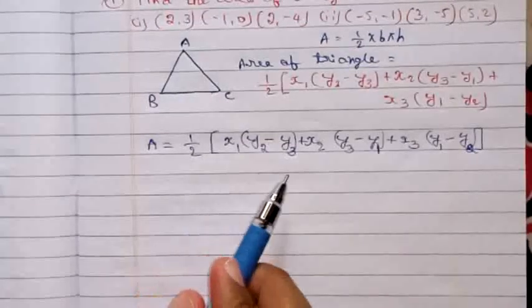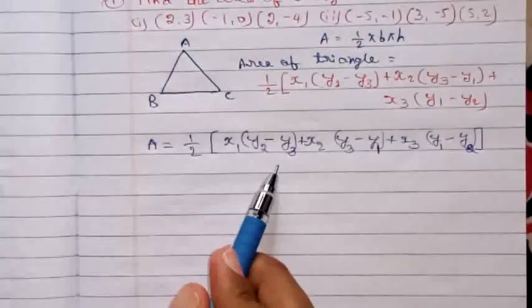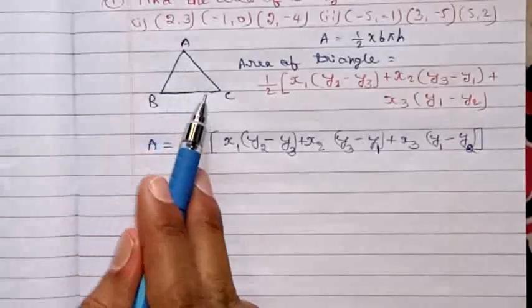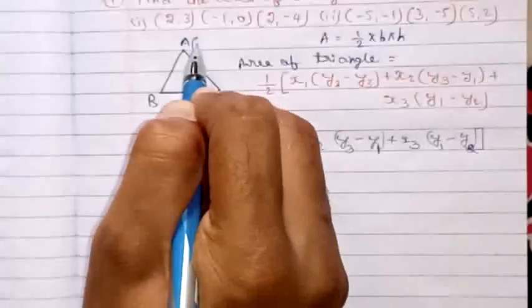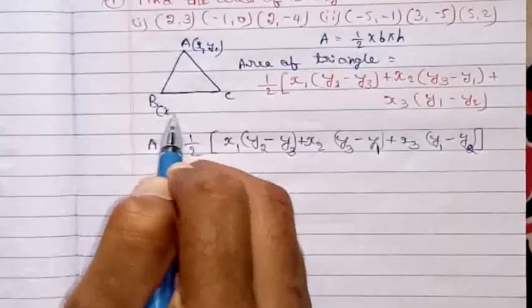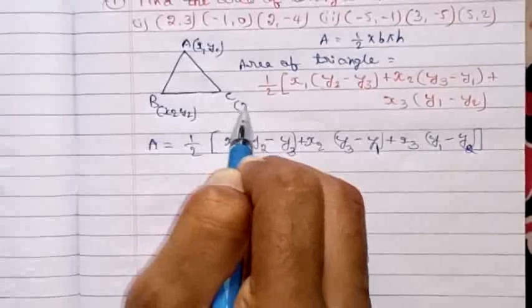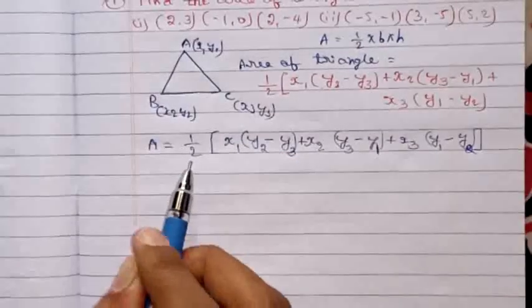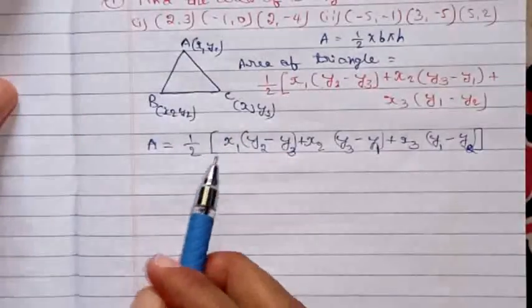Now this is the formula to find the area of a triangle if the coordinates have been given, children, right? So if the coordinates of this triangle are x1, y1, and here x2, y2, and here x3, y3, right, children? Now you have a formula.